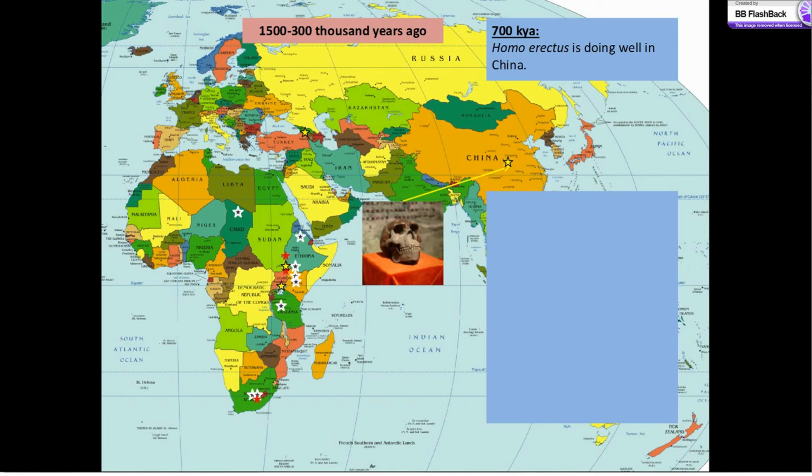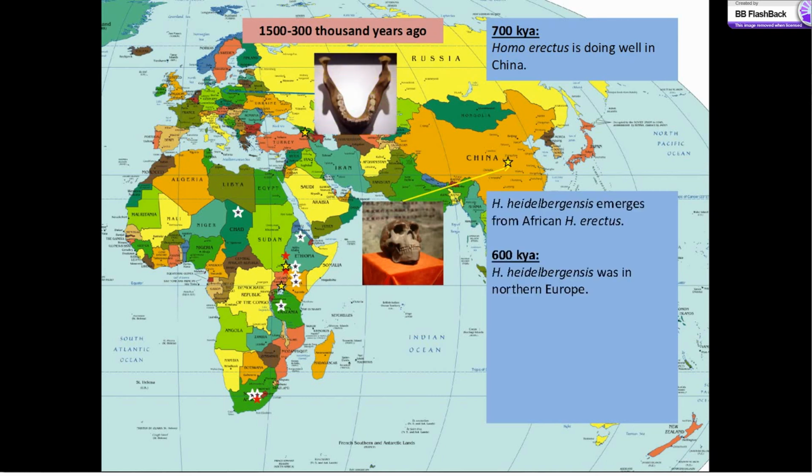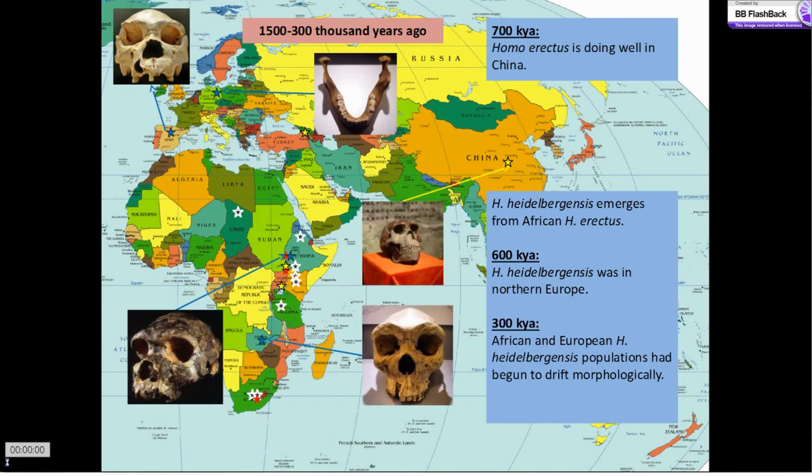About 700,000 years ago, we see erectus in China. And about 600,000 years ago, we see a new species, Heidelbergensis, in Europe and also in Africa. Where are the African ones? Here we are. So we've got Kabwe here for 300,000, Bodo for perhaps 500,000, and we've got some European Heidelbergensis up here, Mauer, about 350,000 years.